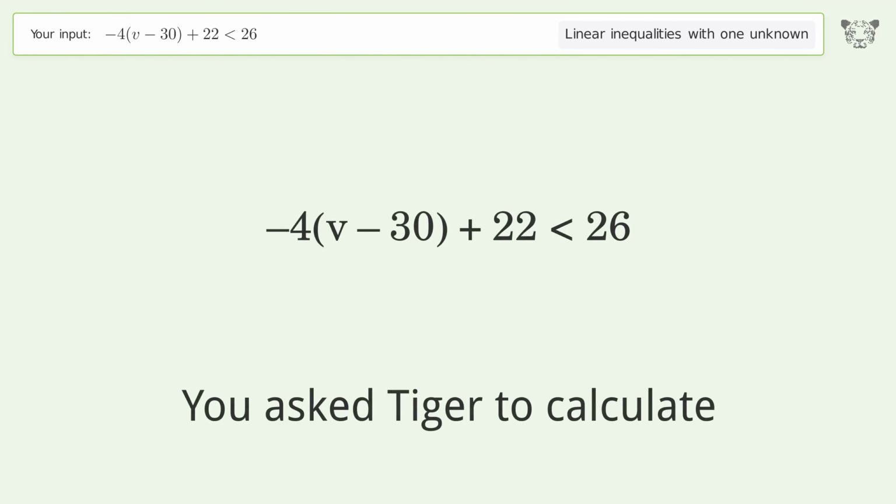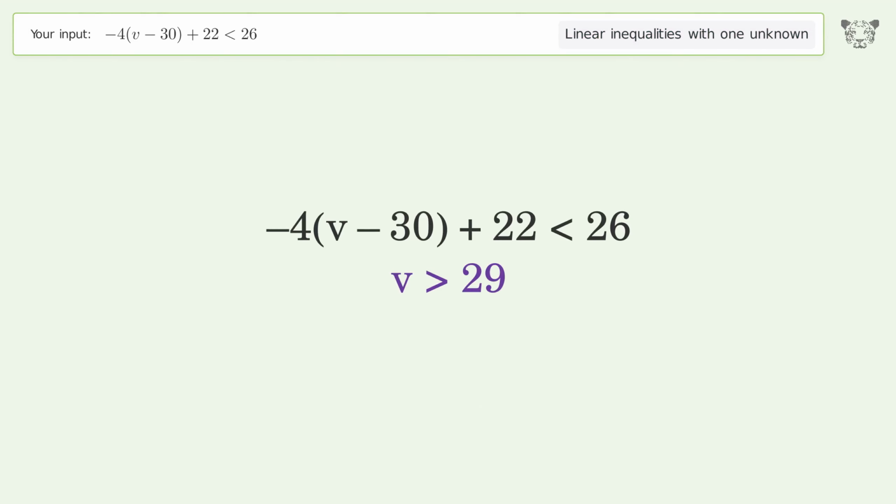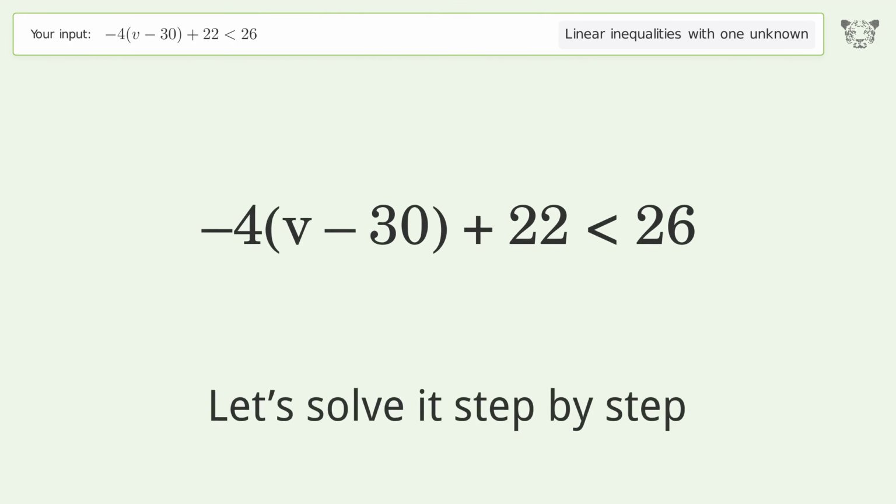You ask Tiger to calculate. This deals with linear inequalities with one unknown. The final result is v greater than 29. Let's solve it step by step.